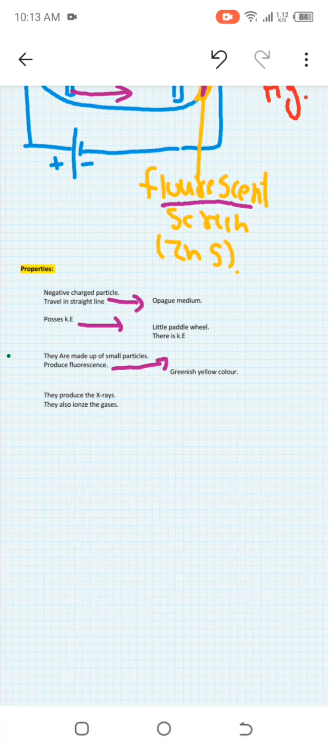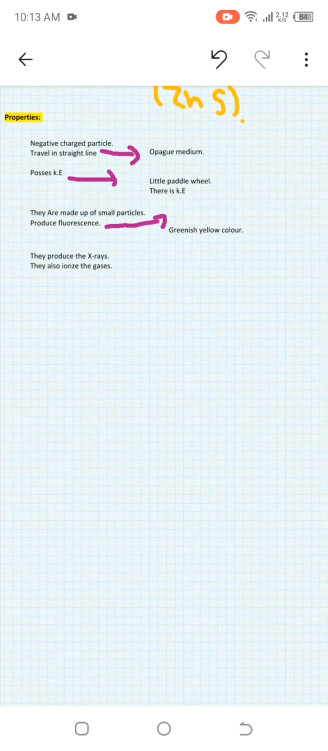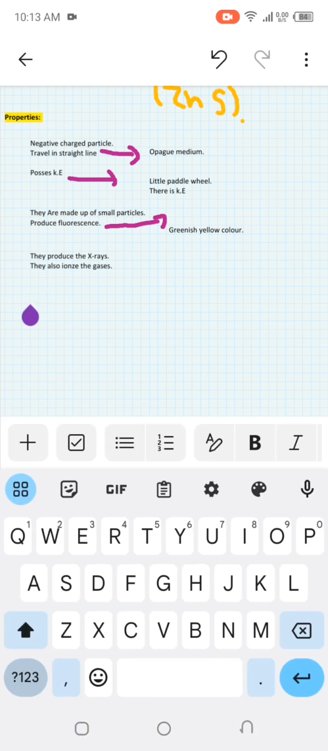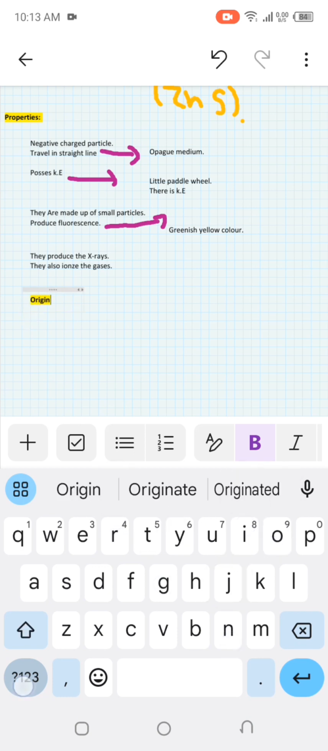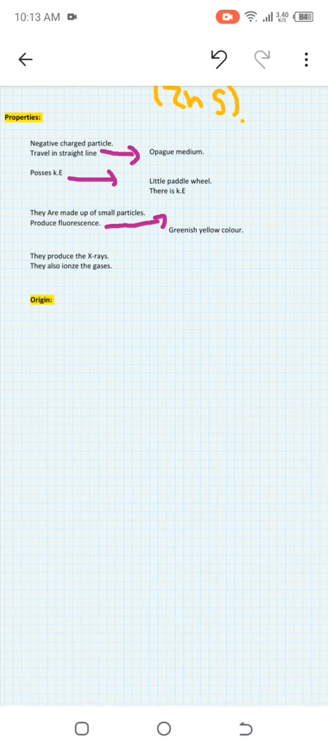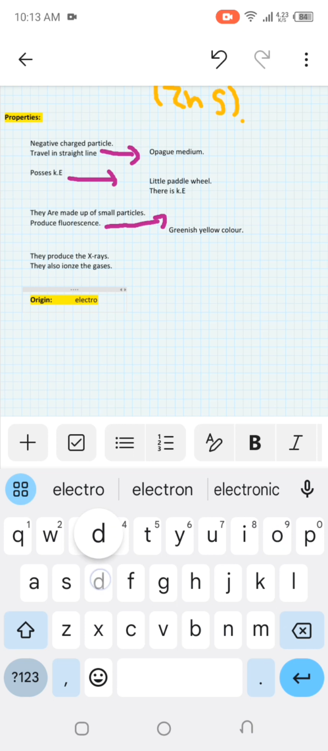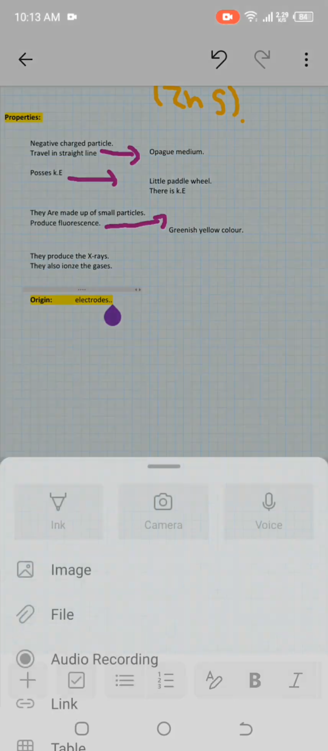Hopefully these properties are clear to you. Now, what is the origin of the electron? Where does the electron come from? What is the origin? The origin of this electron is the electrode. Now we have two types of electrodes.